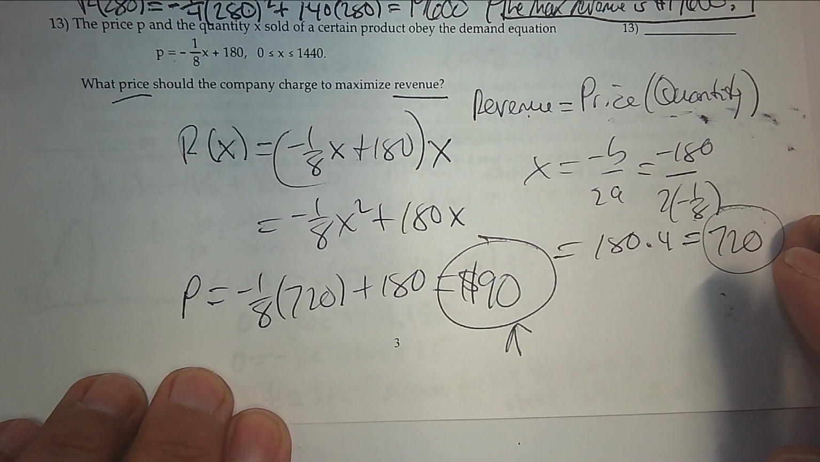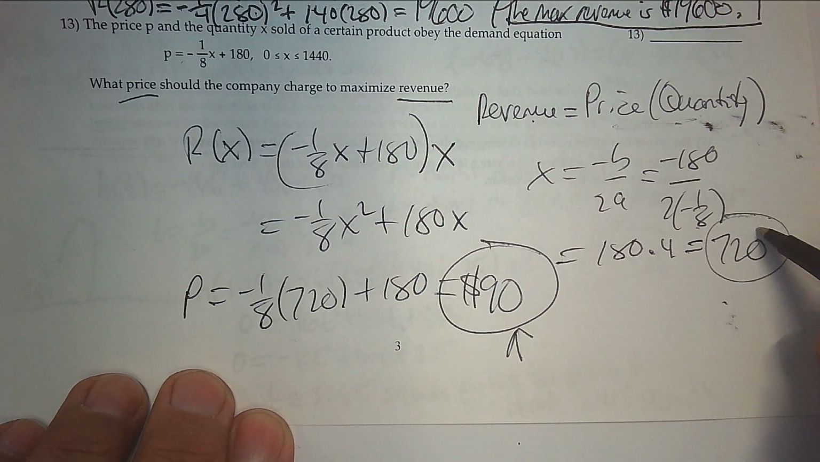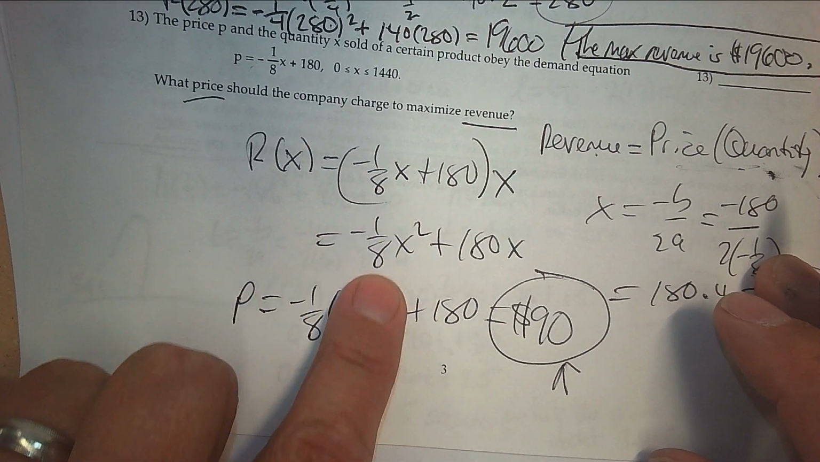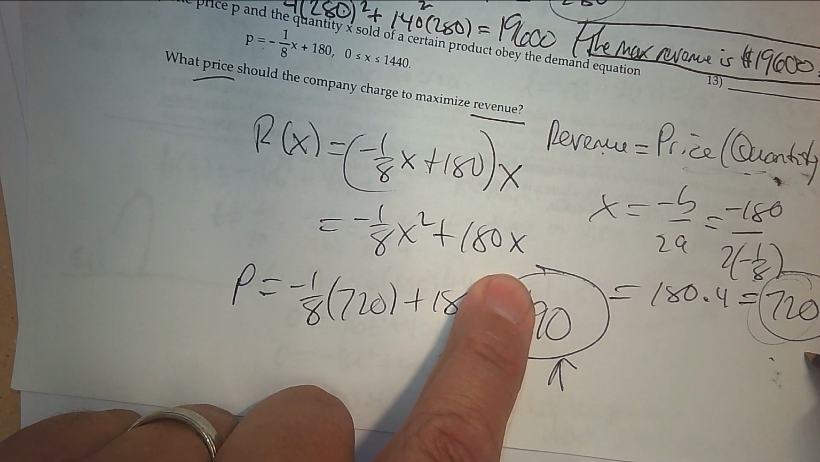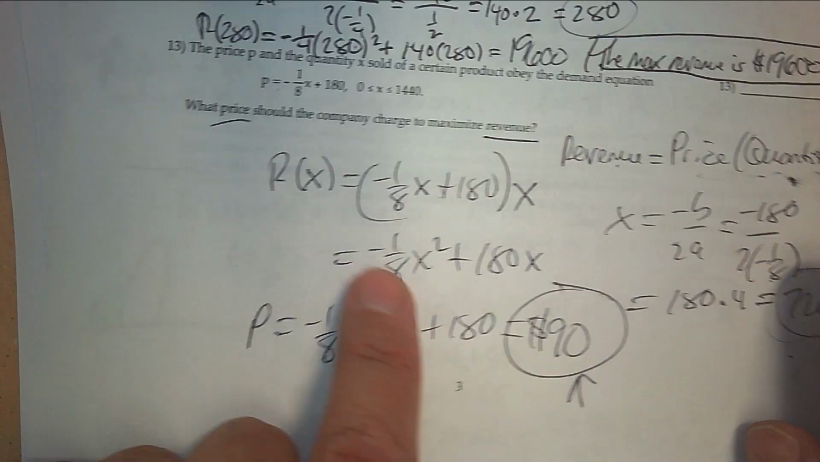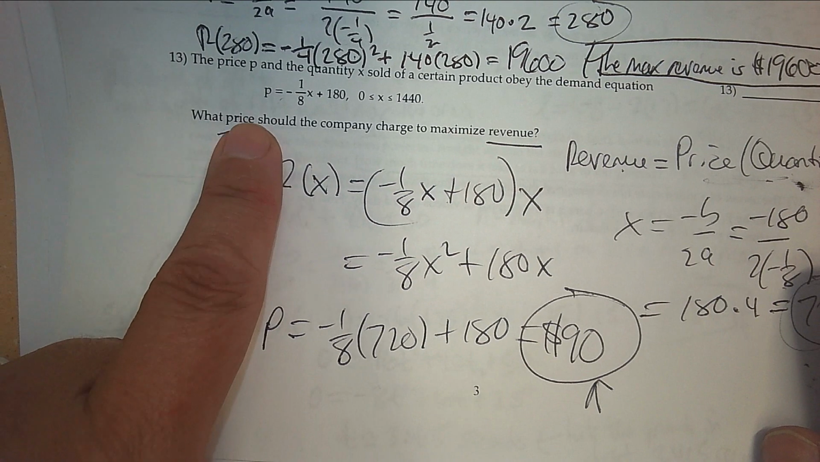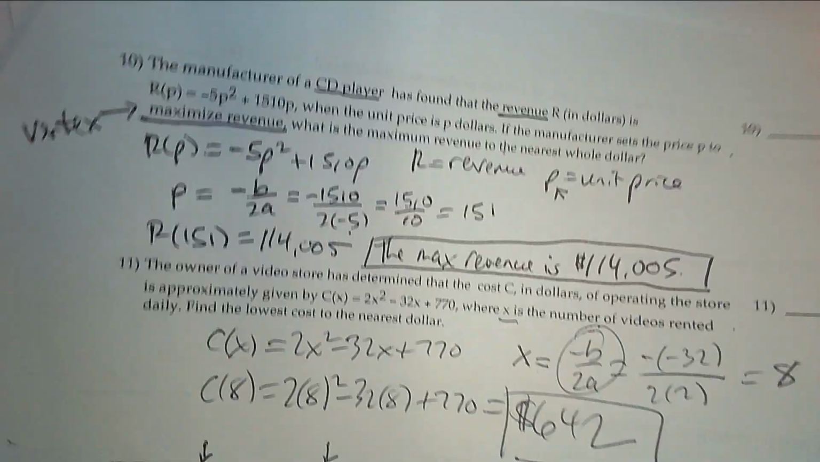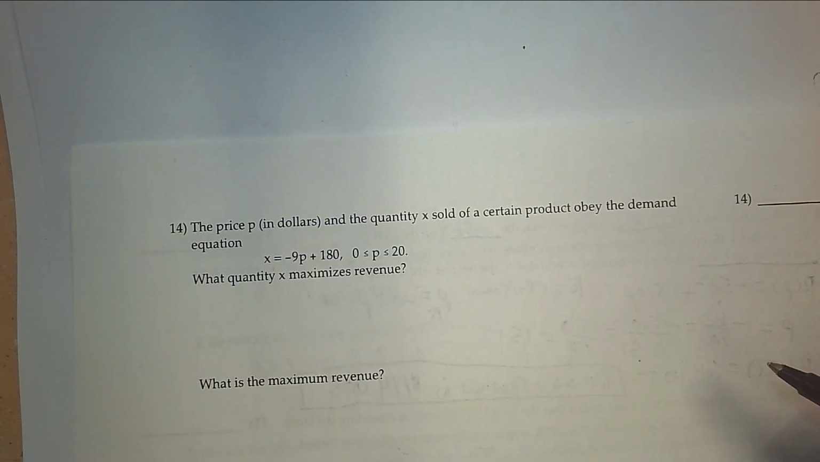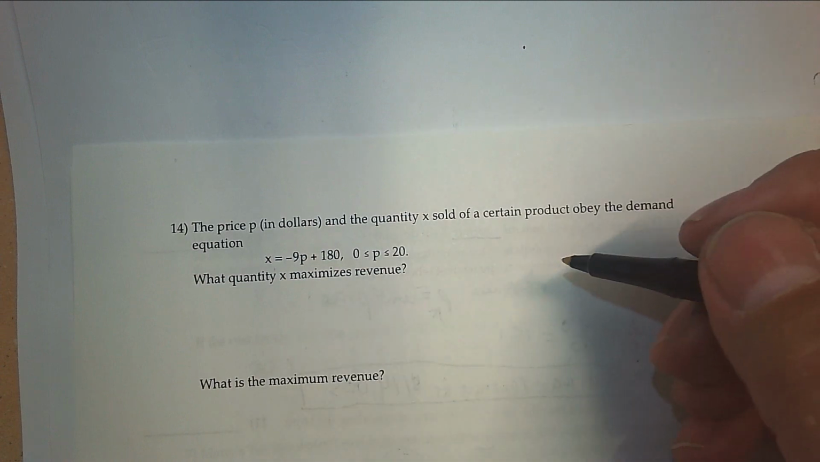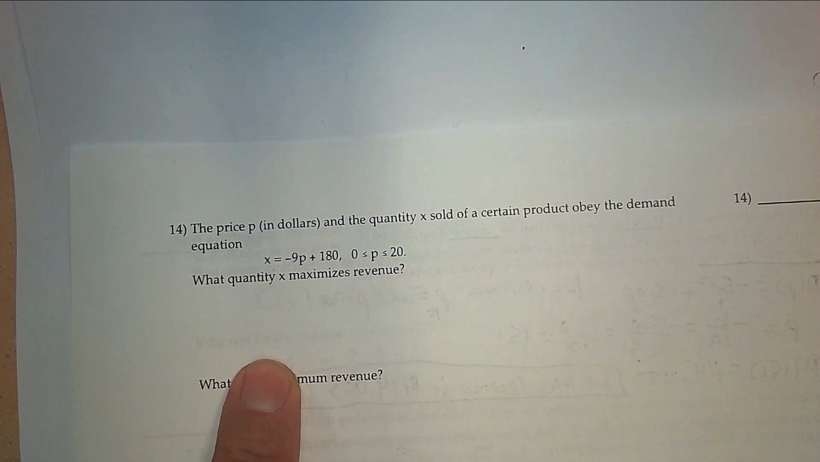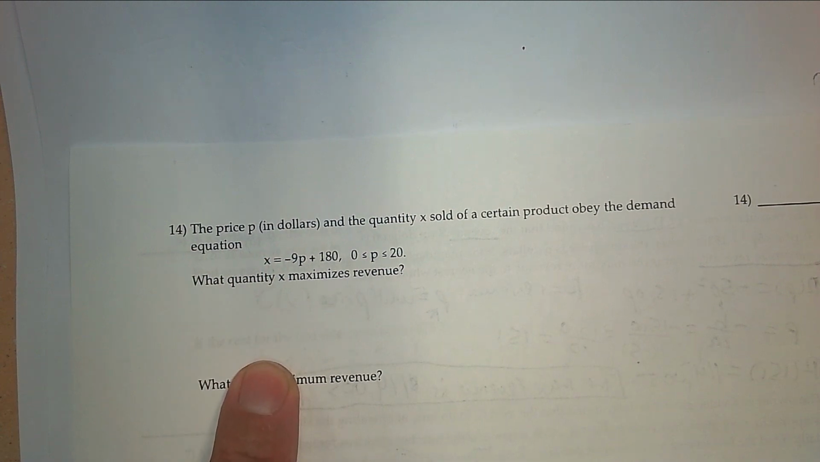If you ask for the maximum revenue, you'd plug 720 into the revenue model here. So where there's an x, you'd plug in 720, and that would give you the maximum revenue. But the question is, what price should you do? So you go back to what P equals and plug that in for x to get your answer. Let's try it again. So you're given x is how many you sold for that price. So what quantity x maximizes the revenue?